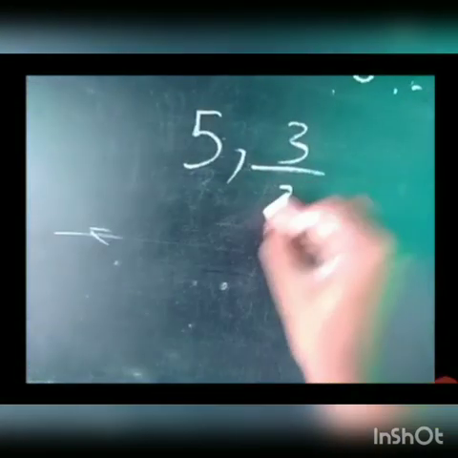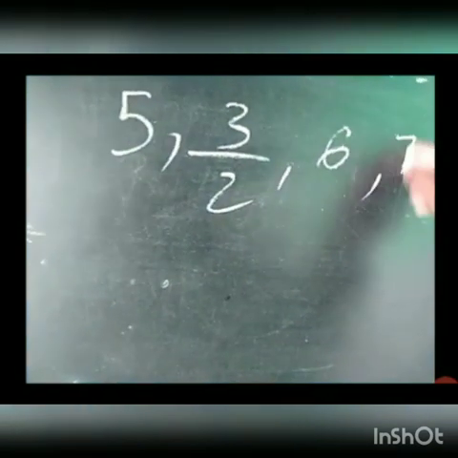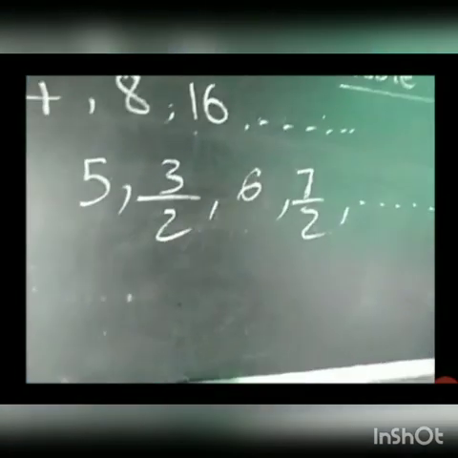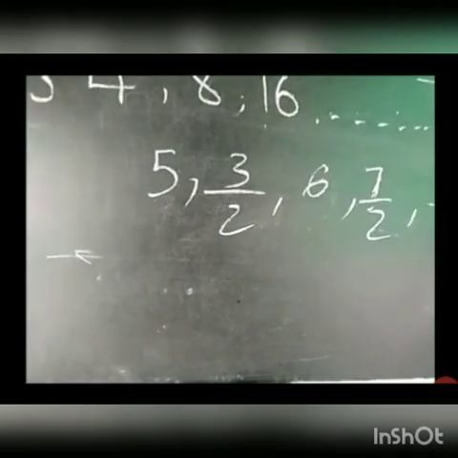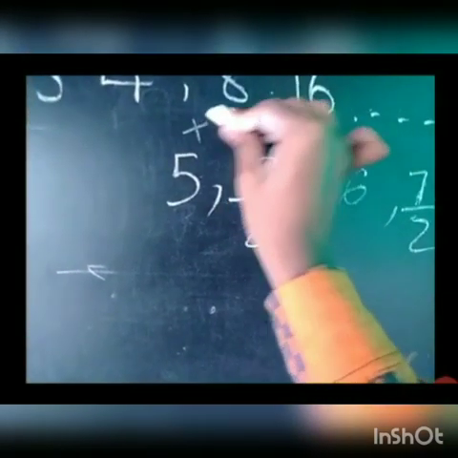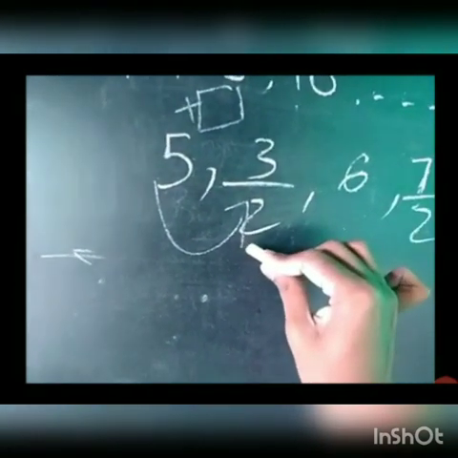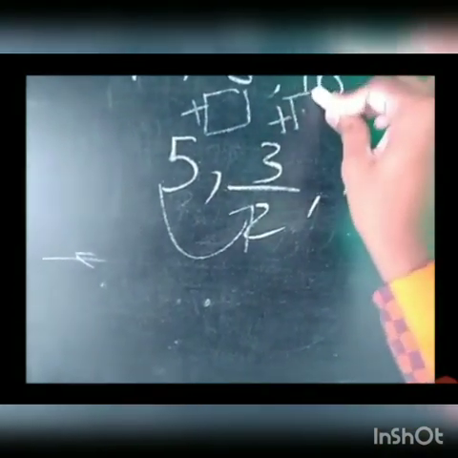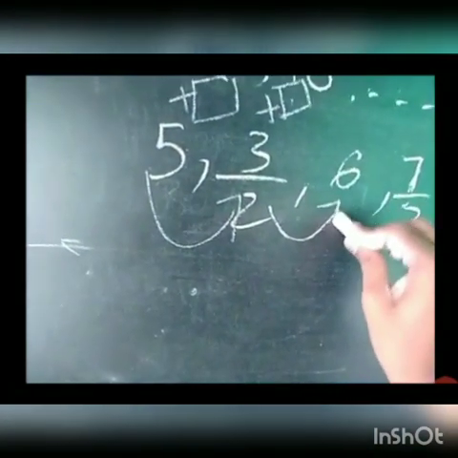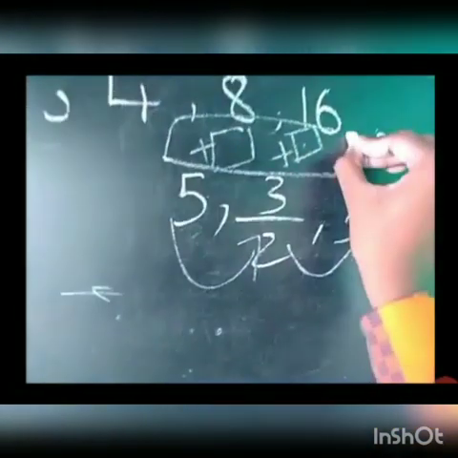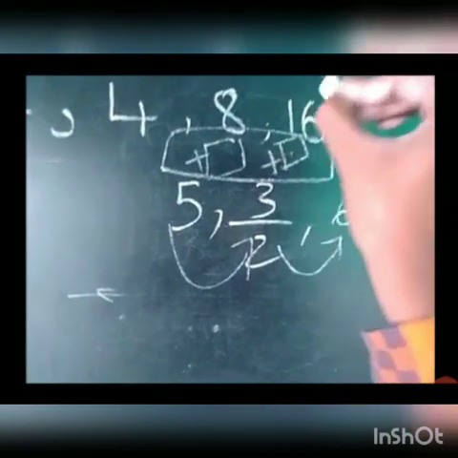Suppose the case was like this: 5, 3/2, 6, 7/2, and so on. How do we check whether it forms an AP? It's very difficult to check what number we add to the first term to get the next term, 3/2. Again, what number do we add to the second term 3/2 to get the third term 6? It's really very difficult to find this fixed number. So in order to reduce our tension, there is another way to check whether a given sequence is an AP or not.